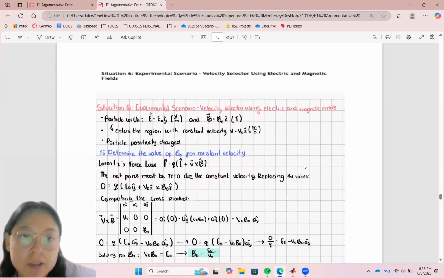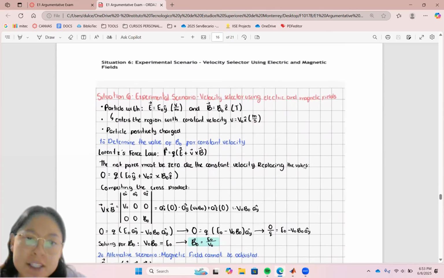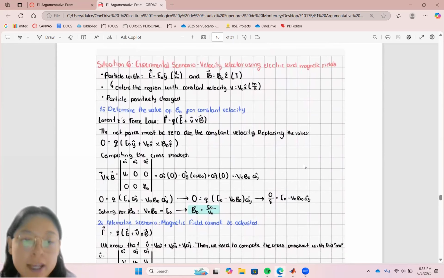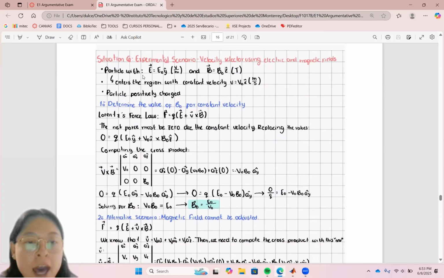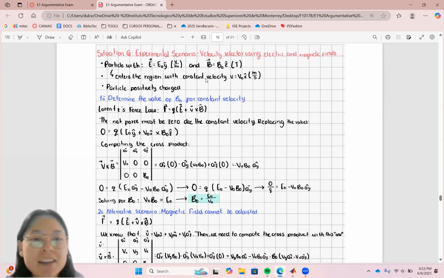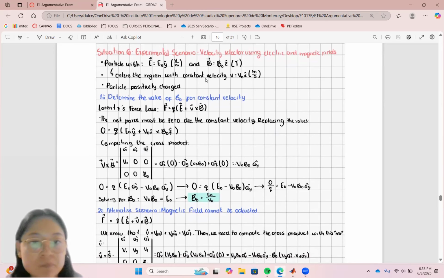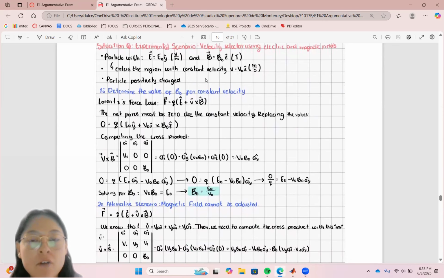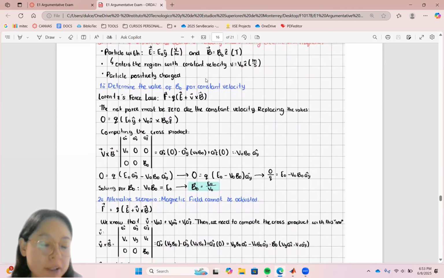Then, with experimental scenario six, the velocity selector, we have a particle with an electric field going in the y direction and a magnetic field going in the z direction. This particle enters the region with a velocity going in the x direction, and the particle is positively charged. Then I have to obtain the value of the initial magnetic field B0 for constant velocity.